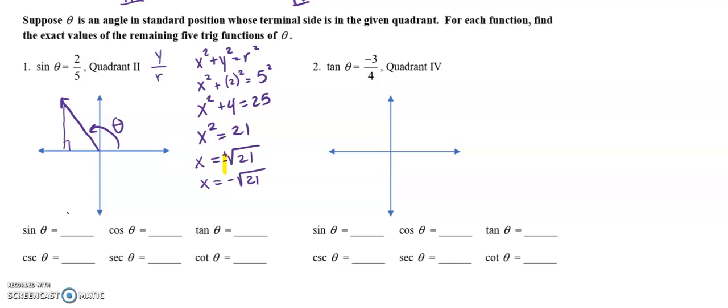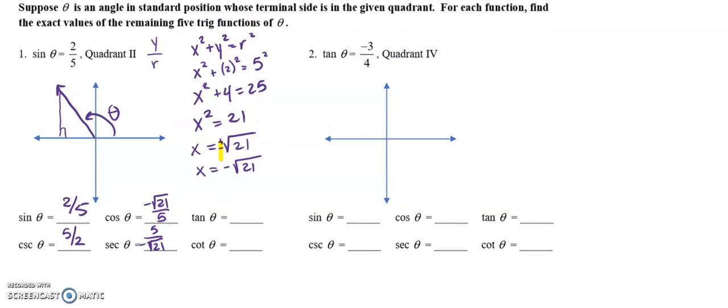So sine was given to us, 2/5. Cosecant, super easy, 5/2. Cosine now is the x, which is the negative square root of 21, over the r, which was 5. Secant then is the reciprocal, so 5 over negative square root of 21. Sorry, I had to squeeze this in here because I didn't want it to go on another page. So then we get negative 5 square root of 21 over 21. Remember, any negatives always get written in the numerator.